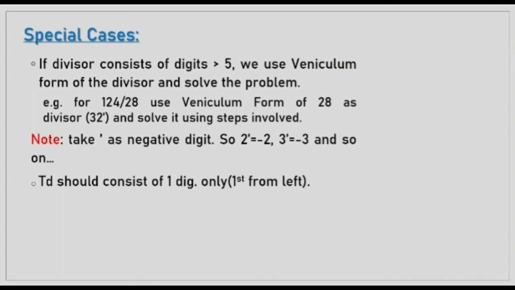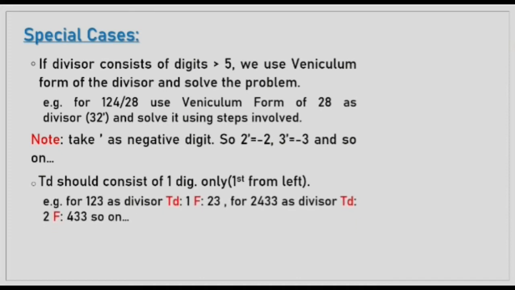The temporary divisor should consist of one digit only. That's the first one from the left of the divisor. So for example, if you take 123 as a divisor for any random division problem, our temporary divisor will be 1, whereas the flag will be the remaining digits present in the divisor, that's 23. And similarly, for 2433 as divisor, our temporary divisor will be 2 and flag will be 433 and so on. Now, let's solve this special case so that you get a clear idea of this DF method.